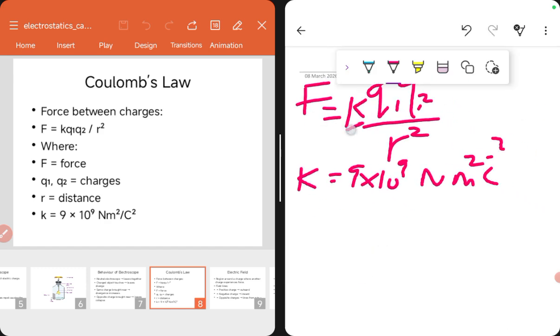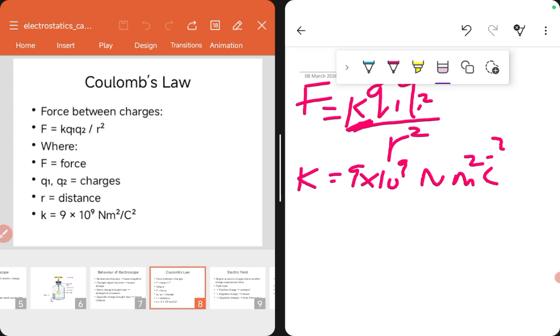You can get it from here. If you make K the subject of the formula, F is in Newton. So Newton times meter squared gives me Newton meter squared, divided by charge, which is in Coulomb. Coulomb times Coulomb gives me Coulomb squared. All right, so that's how we got the unit. So this is what Coulomb stated.